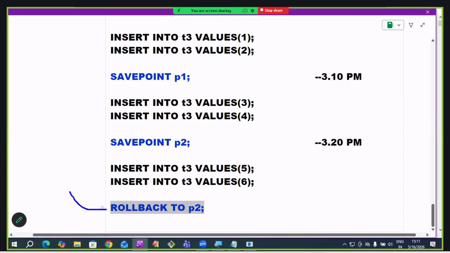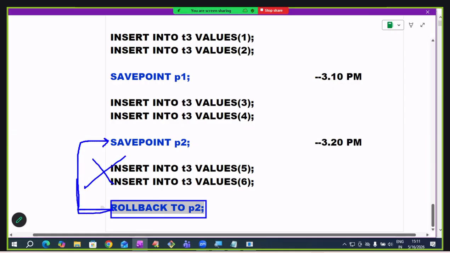From this roll back to the point P2, all the actions will be cancelled. You can also understand it like this: actions after P2 will be cancelled. Once again, I'm telling you: roll back to P2 means from this roll back to the point P2, all actions will be cancelled.